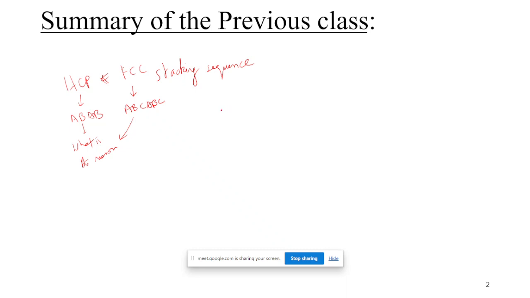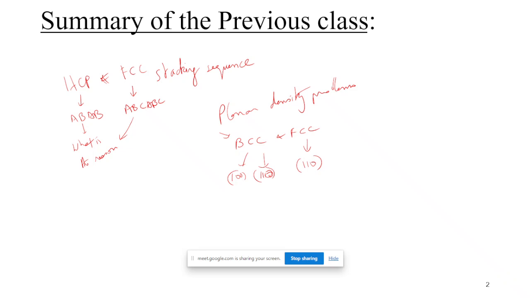Then we also got to see the planar density problems, for both BCC as well as FCC. In BCC we saw two problems, one along the 100 plane and another along the 110 plane. These are the two problems we saw in BCC. And then along FCC also we saw the 110 plane.